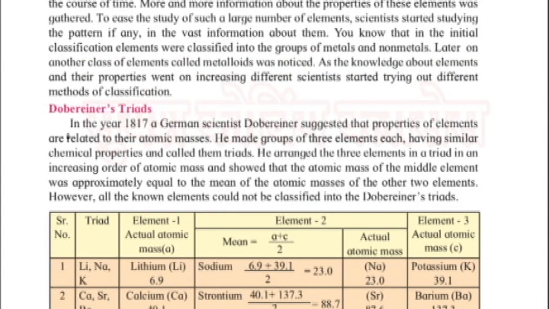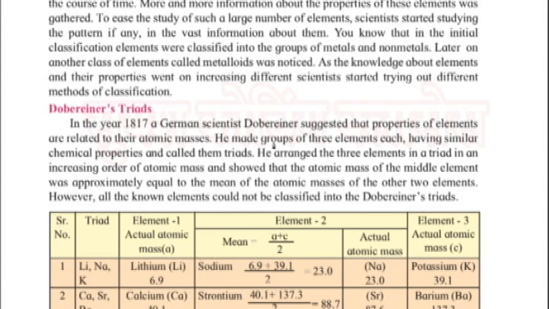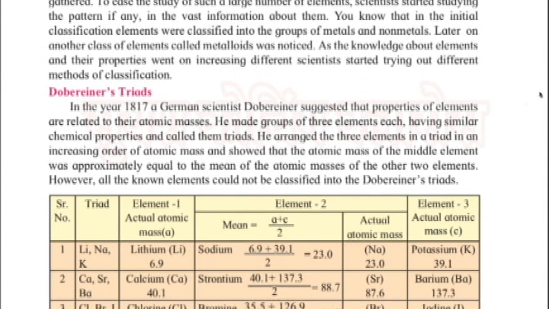So Dobereiner was the German scientist. In 1817 he suggested the properties of elements are related with their atomic masses, means properties depend on their atomic masses. As atomic mass goes on changing, the properties of elements also change. So he made a law that is called as Dobereiner's law of triads or Dobereiner triad. So what do you mean by triad? Triad means group of three elements. So he made a group of three elements which are having similar properties.